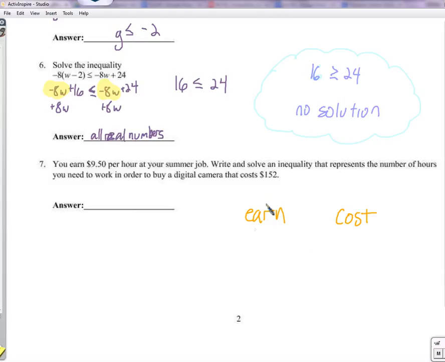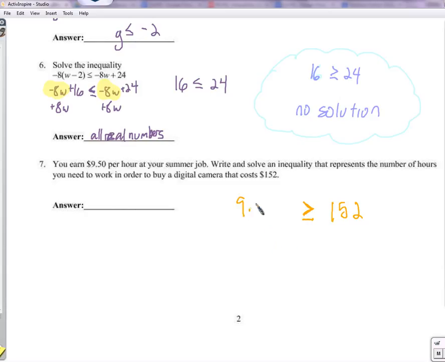Okay, what would we say about the amount that we're going to earn versus the amount that the camera costs? Could the amount that we earn be less than the amount that the camera costs? Not unless you have a coupon or something, I guess. It costs $152. You gotta make more than what the camera costs, or you could make exactly what the camera costs, right? So as long as you are equal to the cost of the camera, or you are greater than the cost of the camera, you're good. Okay. Well, what does it cost? It costs $152.